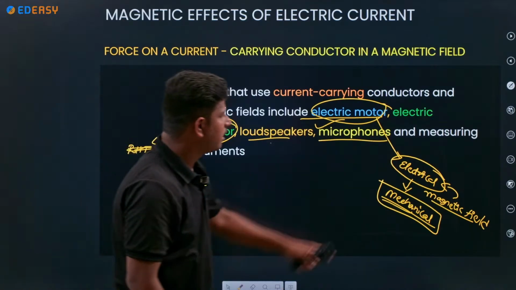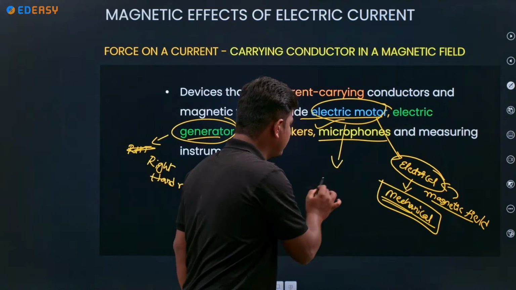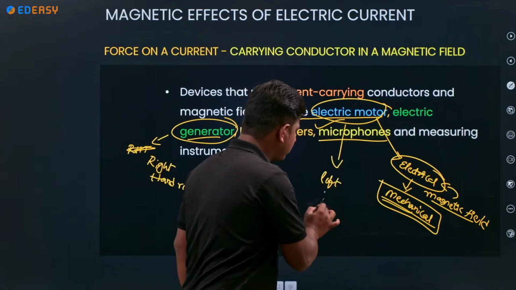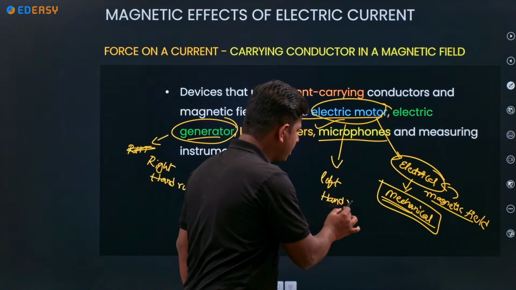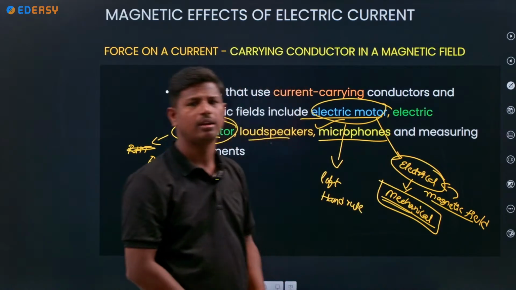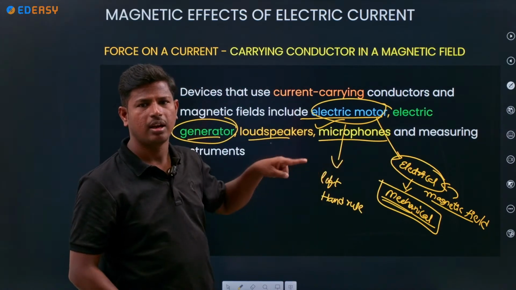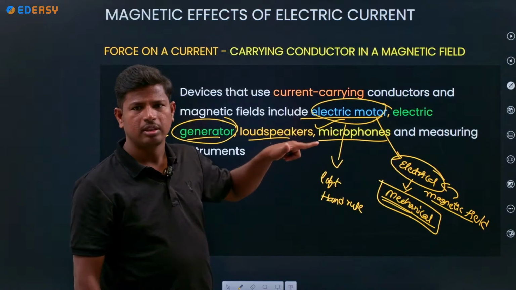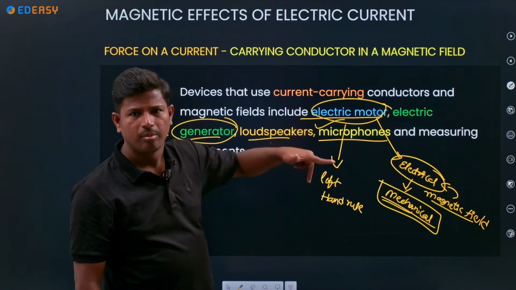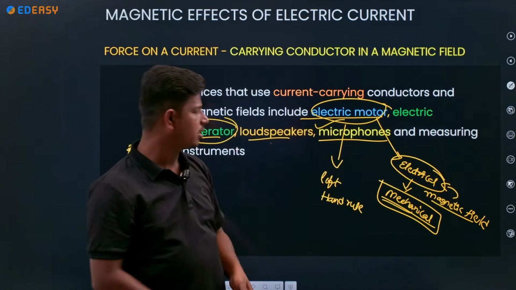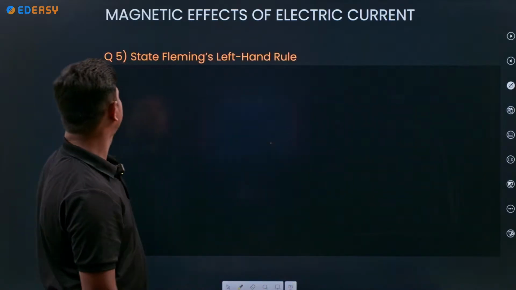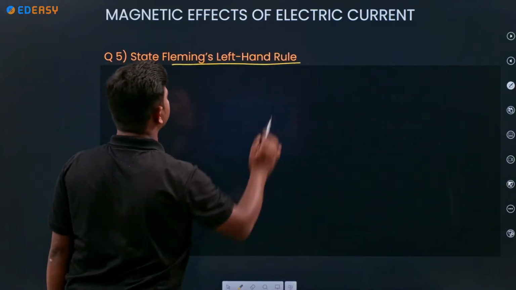For the electrical motor, the left hand rule. We take the left hand rule only. Forefinger, field. Thumb, force. Middle finger, current.